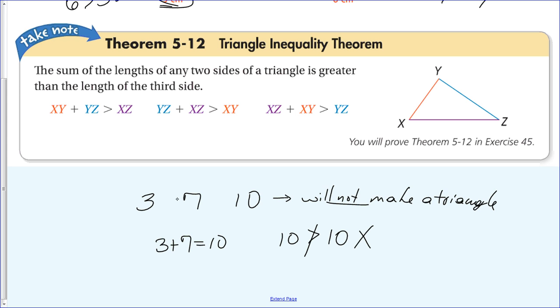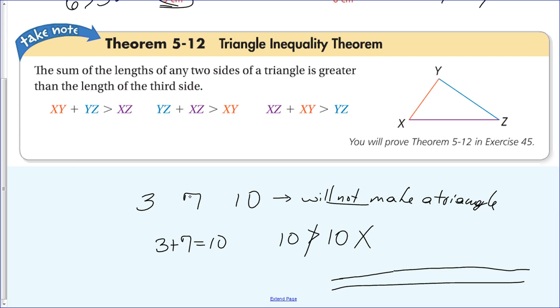This will not make a triangle because if you had a line with a length of 10 and you put a line above it with a length of 3 and laid one next to it with a length of 7, you would have 2 lines with a length of 10. They would not make a triangle. You would just have 2 lines the same length. These two need to be greater in order to put any kind of angle between them, which would also put an angle here and here.